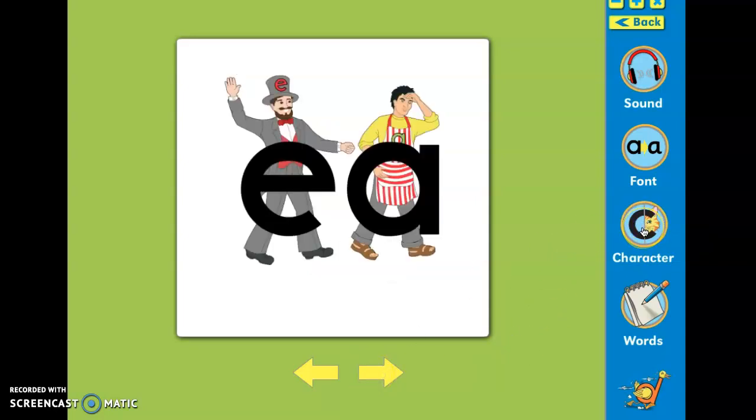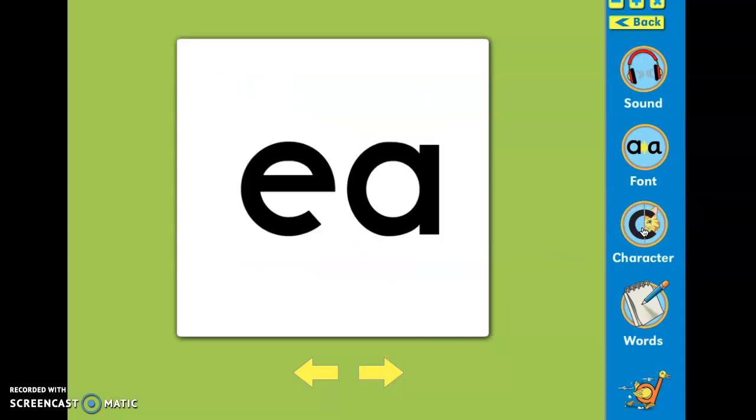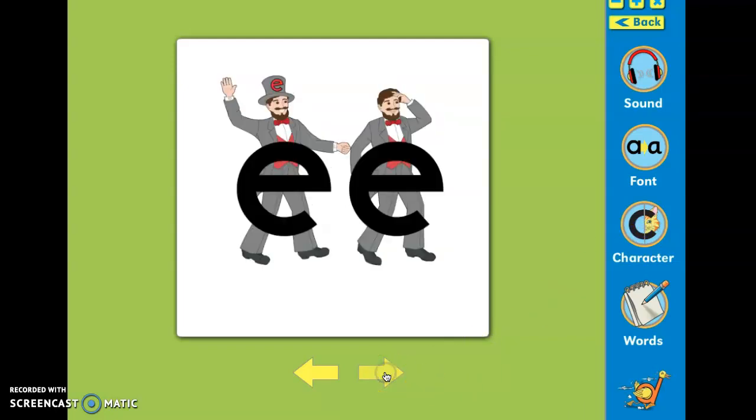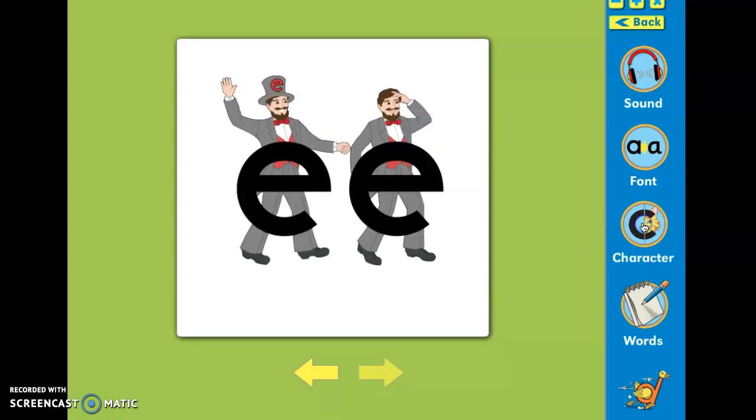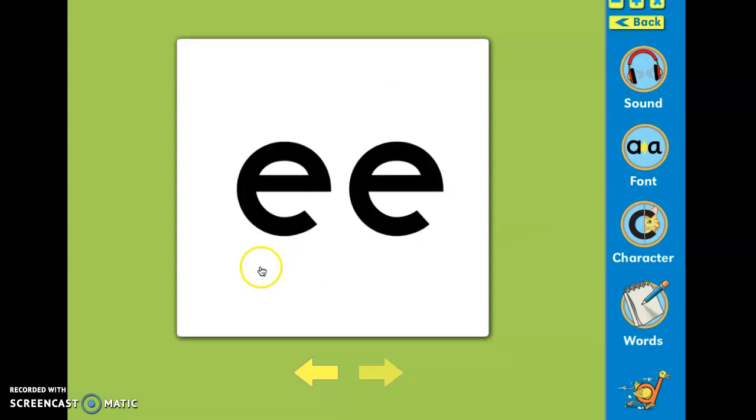Characters, Mr. E and Mr. A. Sound, E, spelling, E-A. Characters, Mr. E and his brother Mr. E. Sound, E, spelling, E-E. Okay, let's get rid of that character again.